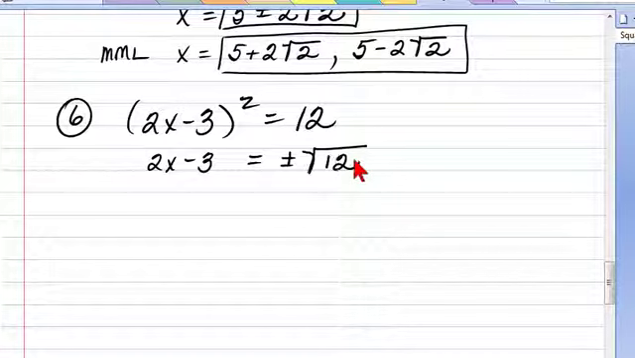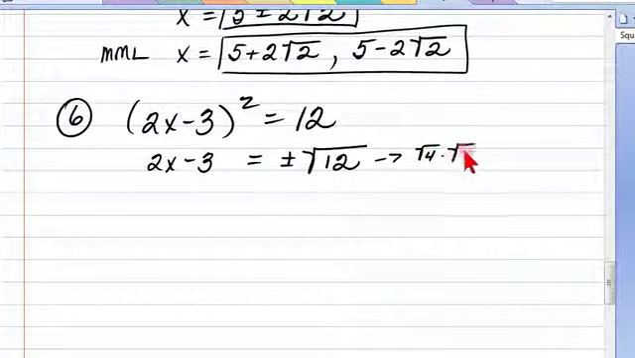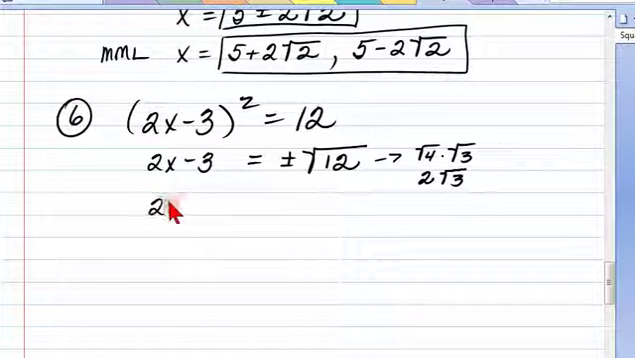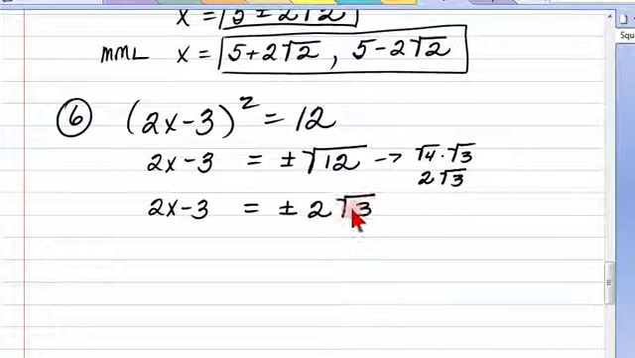Can you simplify the square root of 12? Isn't it the square root of 4 times the square root of 3? Which is 2 times the square root of 3. Back to the problem. I have 2x minus 3 is equal to plus or minus 2 times the square root of 3.